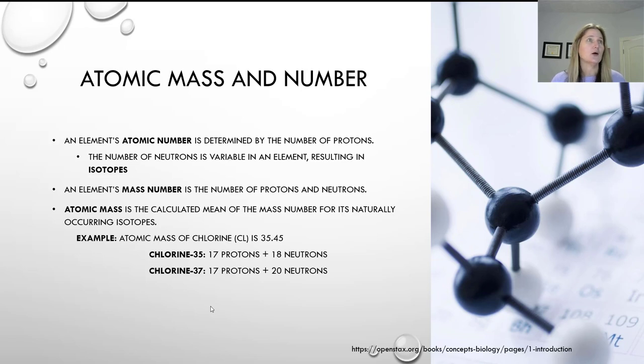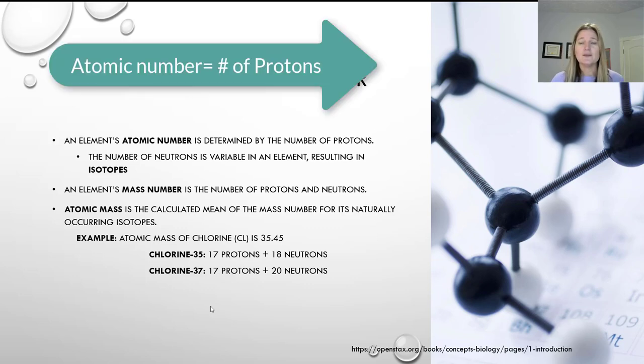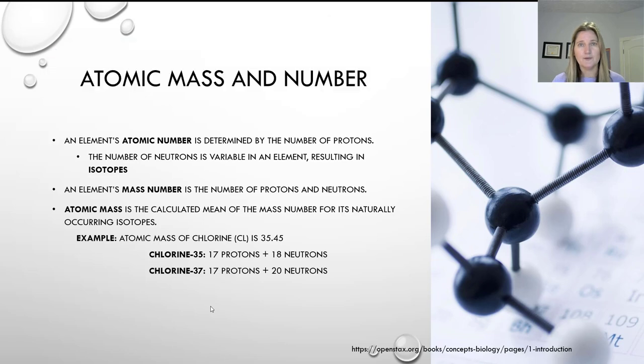Okay? Carbon always has 6 protons. It will never have more or less protons. If it has less, then it's a different element. If it has more, it's a different element. So the atomic number is determined by the number of protons. So that does not change.